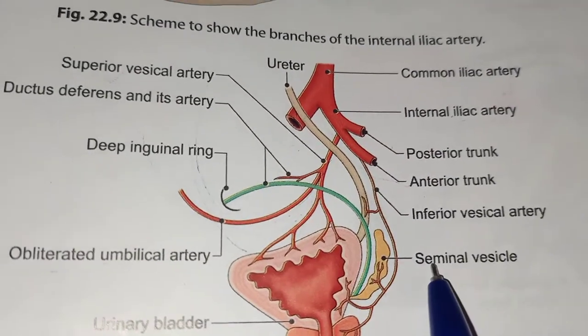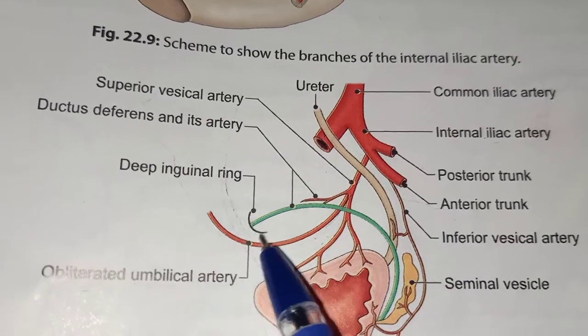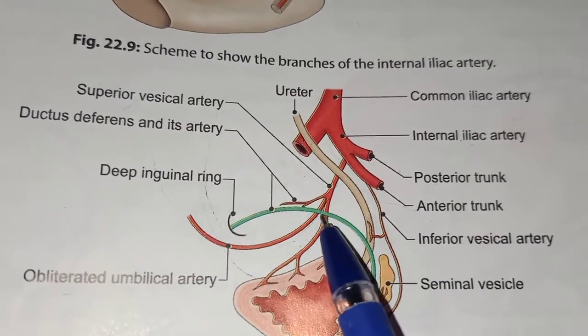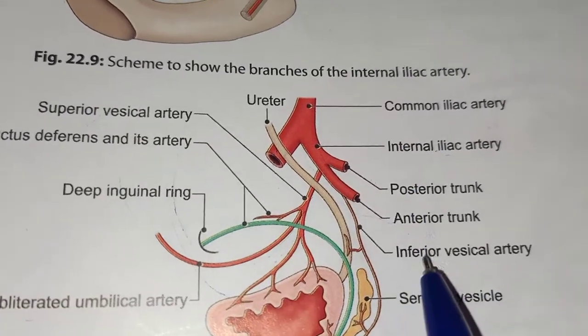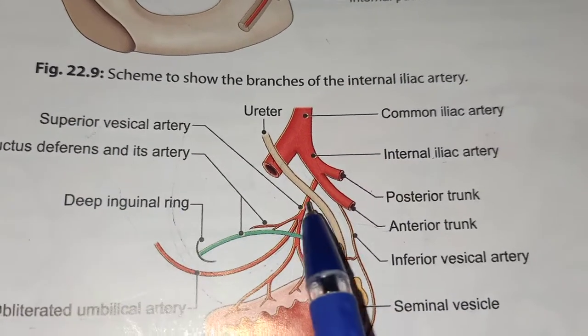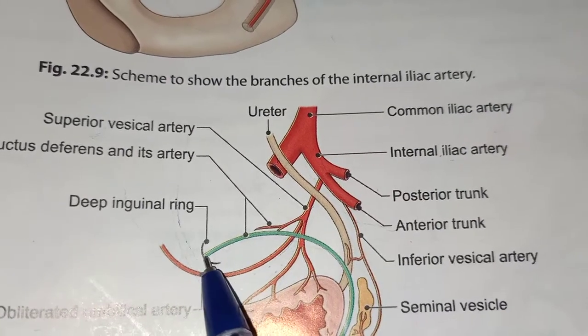This is the seminal vesicles. Okay, and this is the deep inguinal ring. This is the ductus deferens. So the artery is crossed by the ductus deferens. You can see here, this is the superior vesical artery. So it is crossed by the ductus deferens.